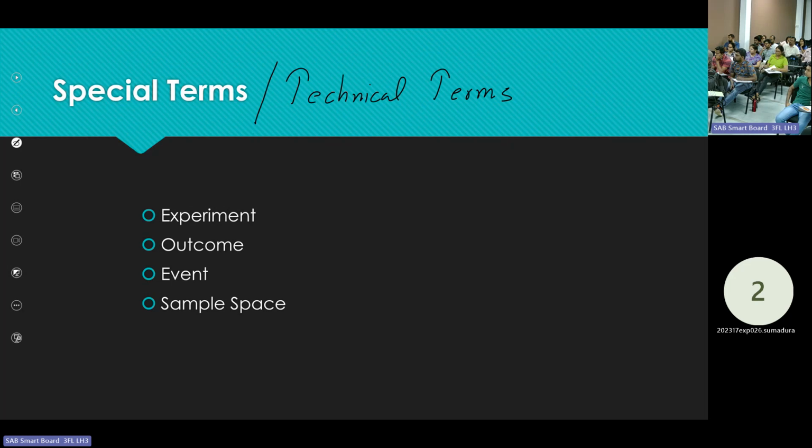You are rolling a die, it has 6 outcomes. Getting number 1, getting number 2, number 3, number 4, getting number 6. You are playing a game, 3 outcomes are there. You may win, you may lose, or it can be a draw. So outcome means any possible result of an experiment is an outcome of that experiment.